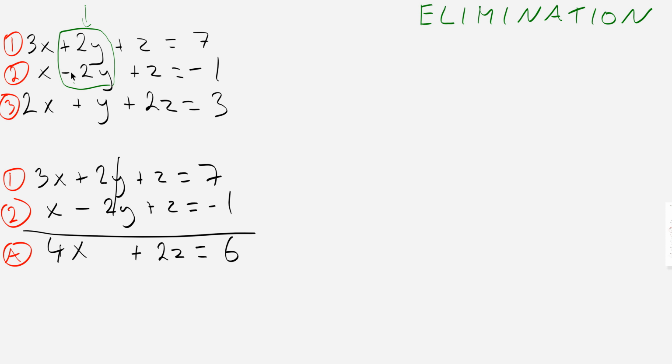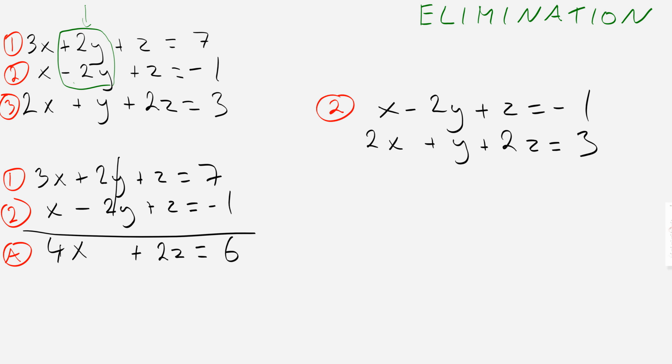So what I'm going to do is take equation 2 and equation 3 over here. Equation 2 was x minus 2y plus z is equal to minus 1. And equation 3 was 2x plus y plus 2z is equal to 3. Now, as you can see, I have to eliminate the y's here because I've already eliminated y's over there. So I'm going to take equation 3 and multiply this equation by 2, because that will give me a plus 2y to eliminate with that minus 2y there. So I'm going to rewrite equations 2 and 3 again.